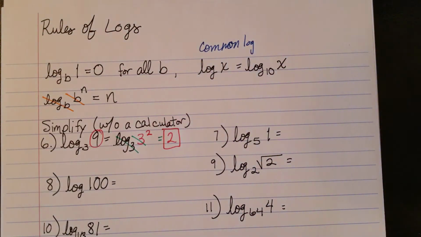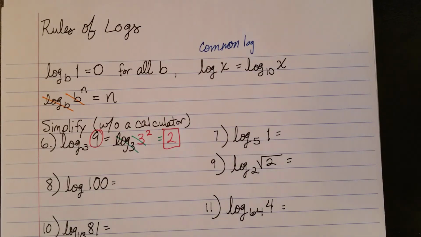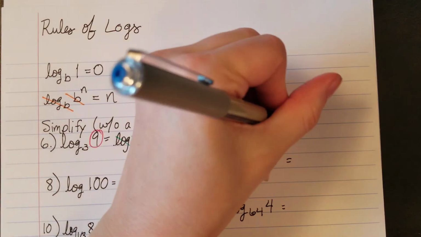And then number 7, log base 5 of 1. Like we said a second ago, like it says up here, any log of 1 is always equal to 0.